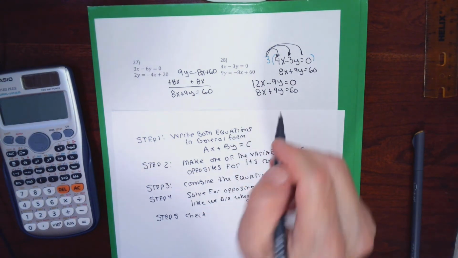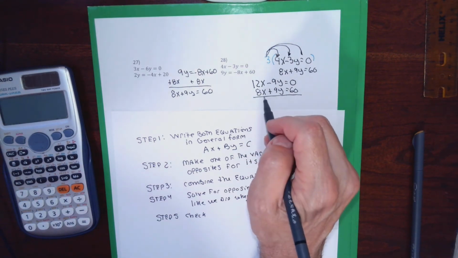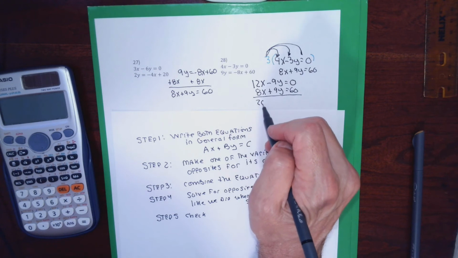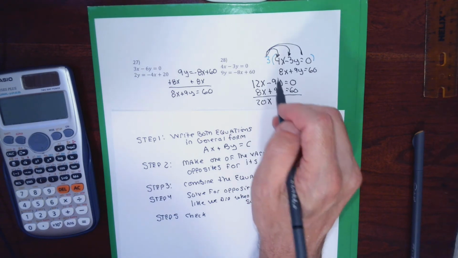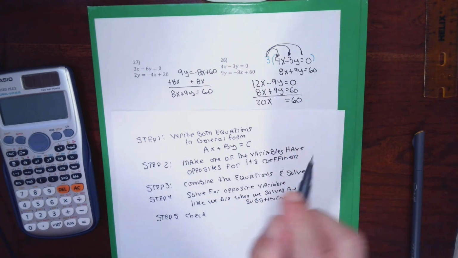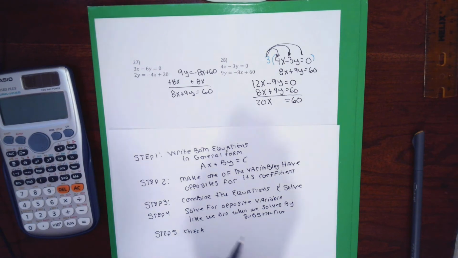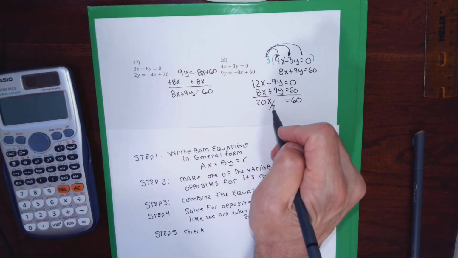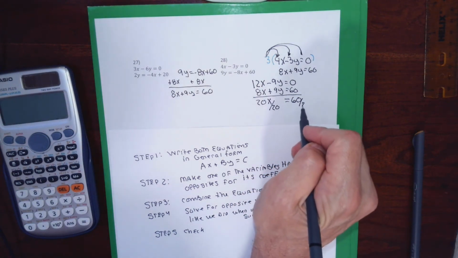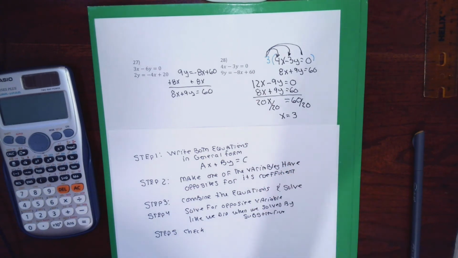Now I'm going to combine the equations. How do I combine the equations? Well, I go 12x plus 8x is 20x. The 9s are opposite, they cancel, and 0 plus 60 is 60. I'm solving for the x in step 3. So now I'm going to divide by 20, divide by 20. That's going to give me x equal to 3.